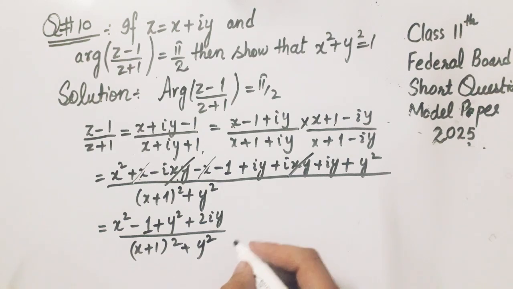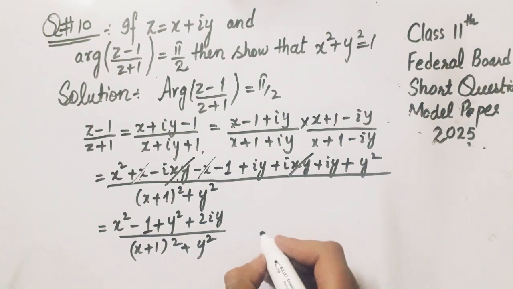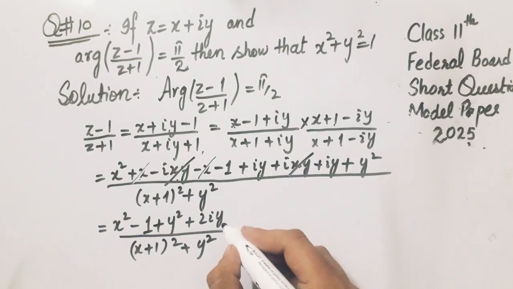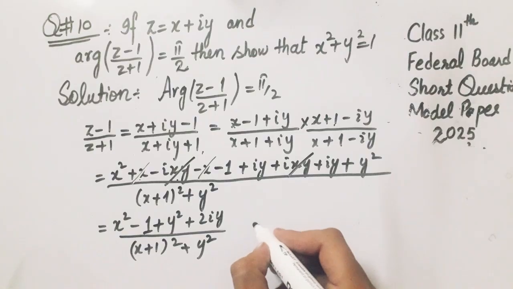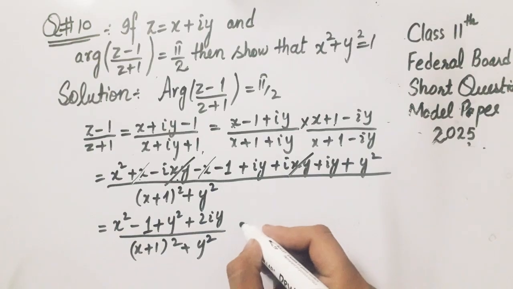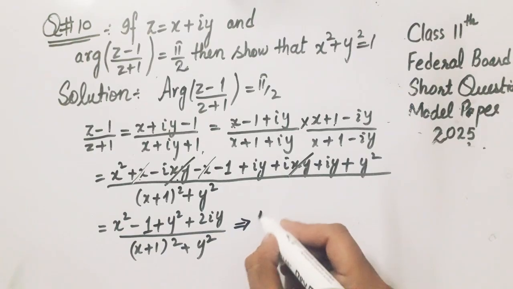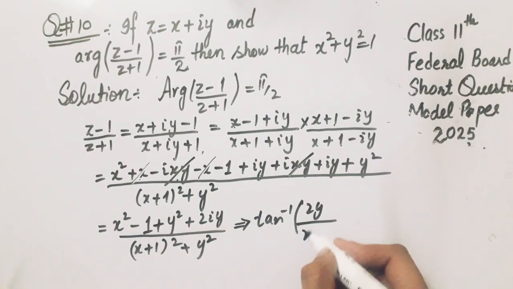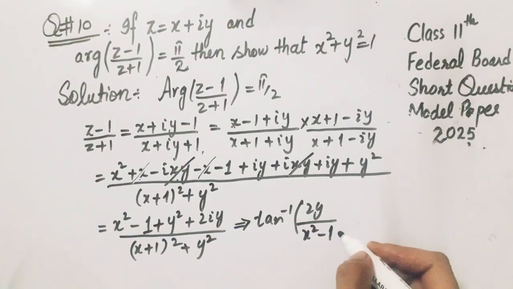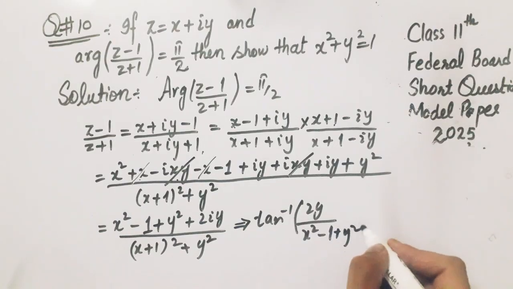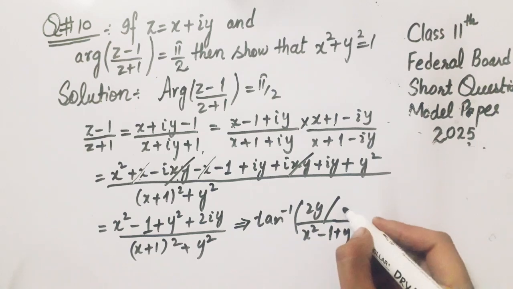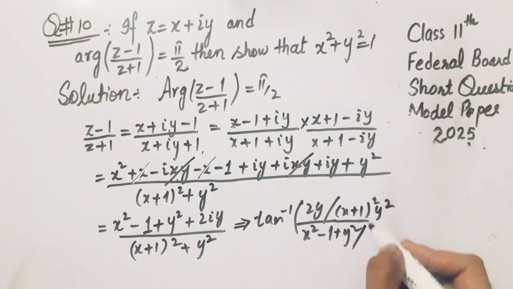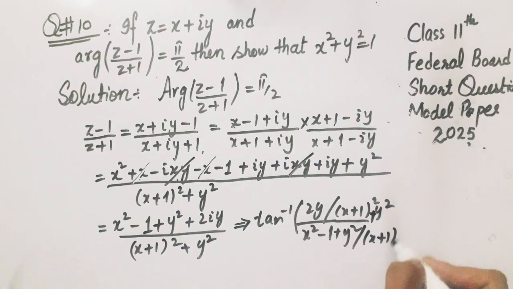Now we will solve this further by separating the real and imaginary parts. So the real part of this is by taking the tan inverse of 2y by x square minus 1 plus y square, and the denominator of this is also x plus 1 square plus y square.